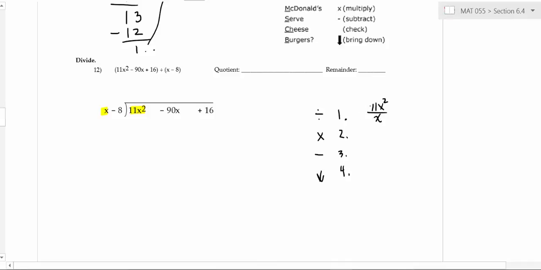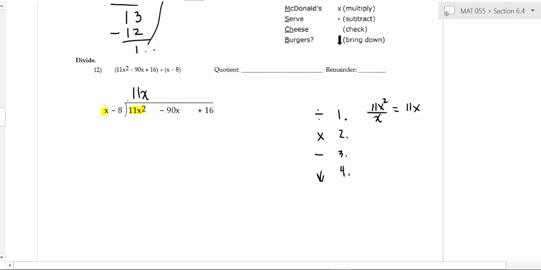So what is the result of 11x squared over x? 11x, right? There's one more x in the top, so we record that 11x like that, okay? That's the division step. Don't look at the 8.